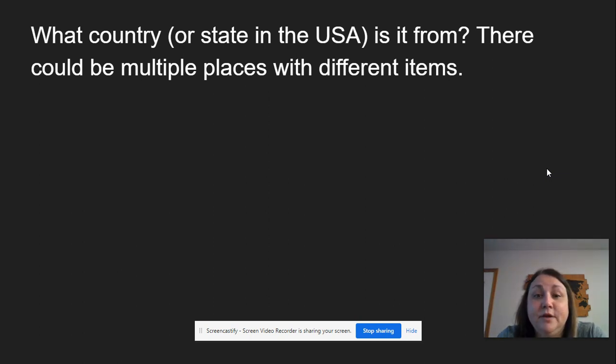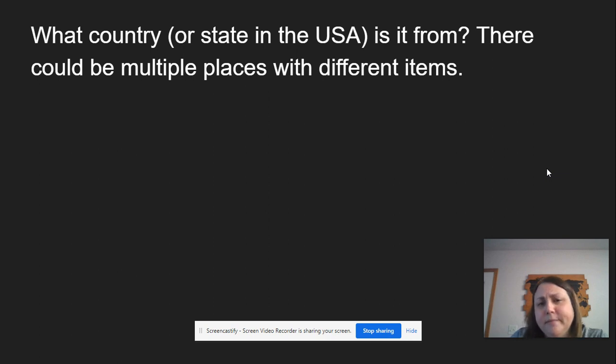It could be multiple places, especially if you have different items. So let's say you have a can of tomato sauce. You have the tomatoes, maybe there's oil or something in it, or maybe there's oregano in it. Those would be found in different places. So, you might have to research a couple of different things if you're not doing a fresh item.